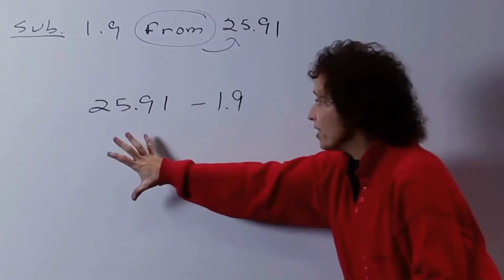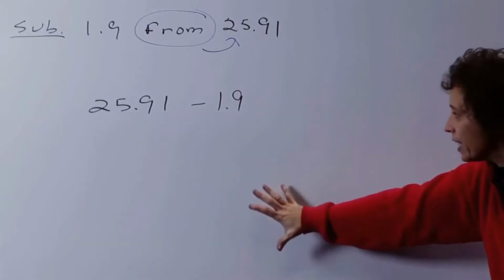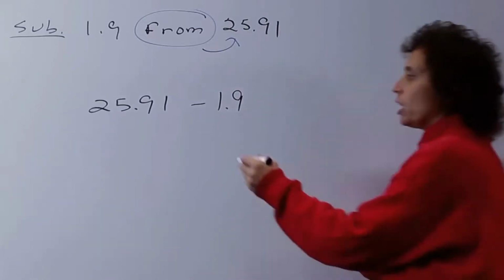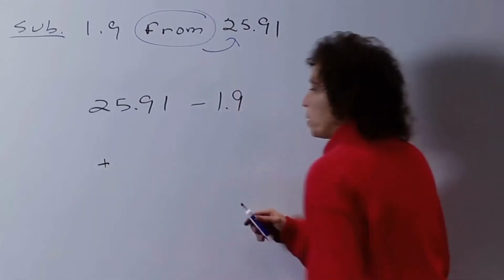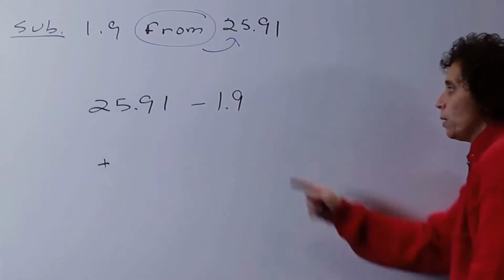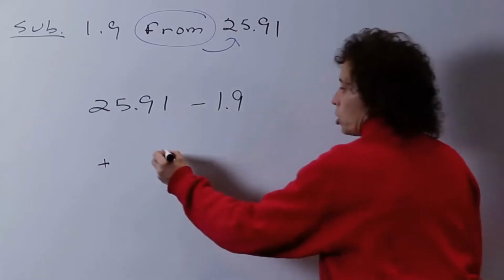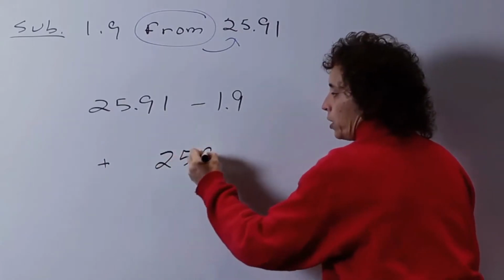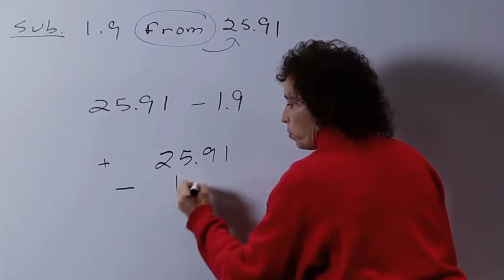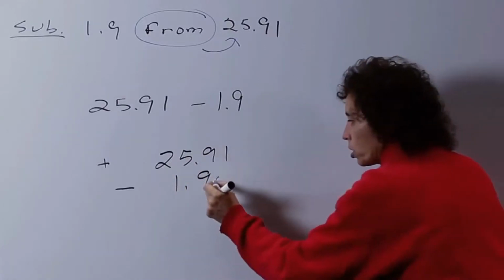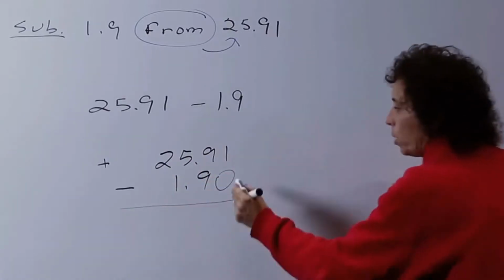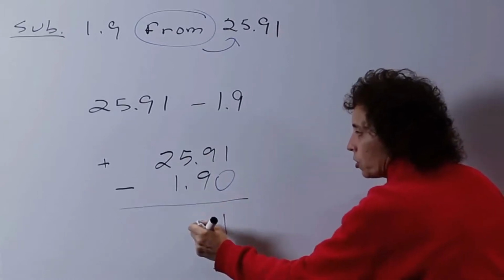I have $25.91. I owe you $1.90. Okay. Obviously, I'm going to have money, so it's going to be a positive answer, but I have to subtract because I owed you this much. I had this much. I paid you. So it's 25.91 minus 1.9. You might want to use a little placeholder. 1 minus 0 is 1. 9 minus 9 is 0.